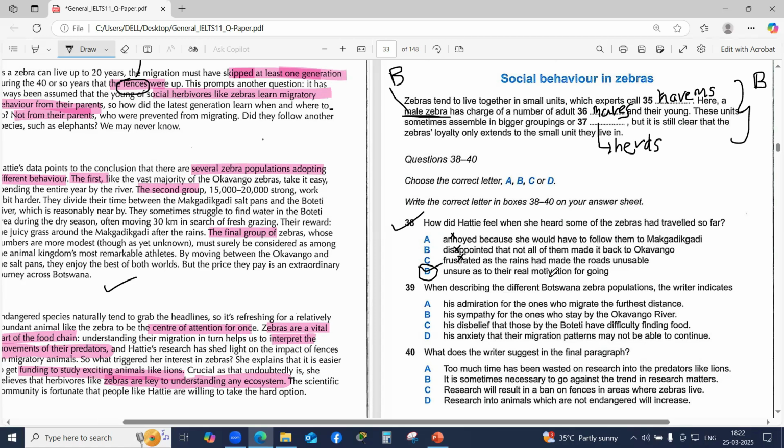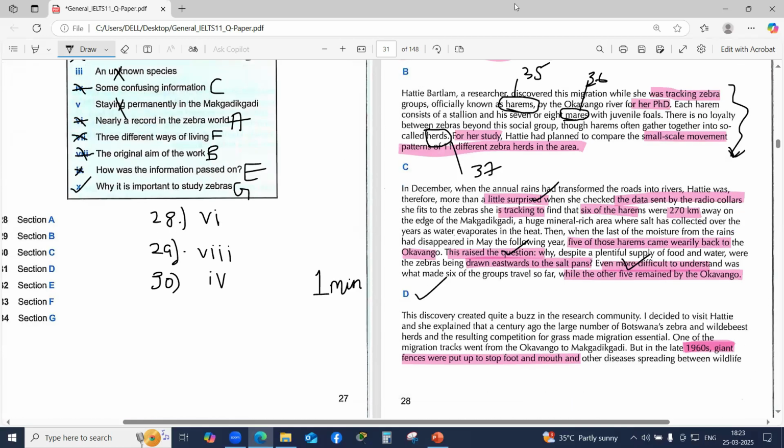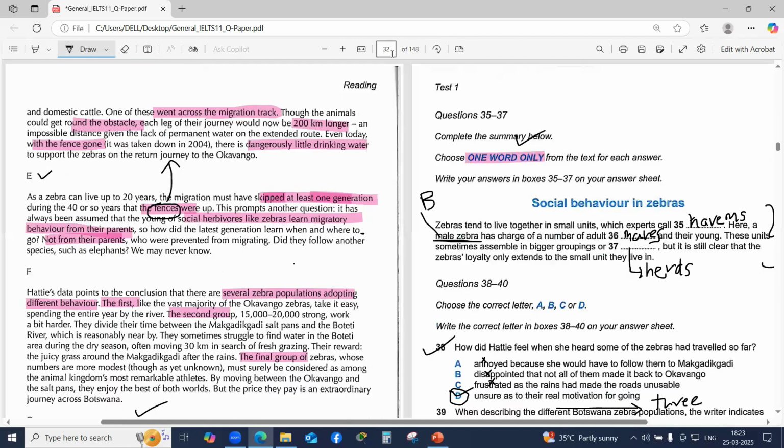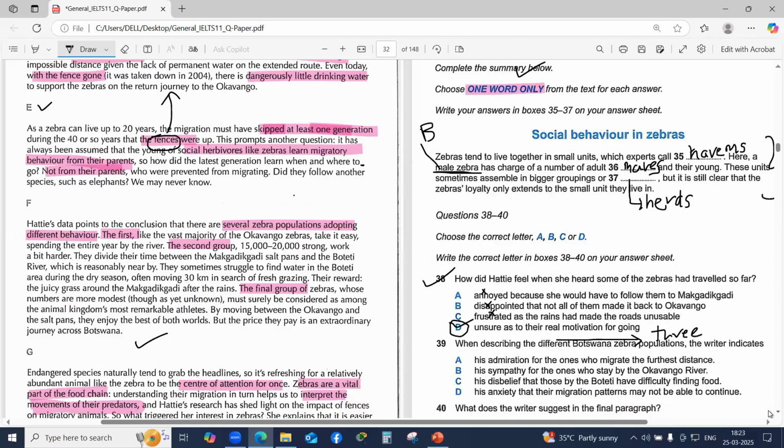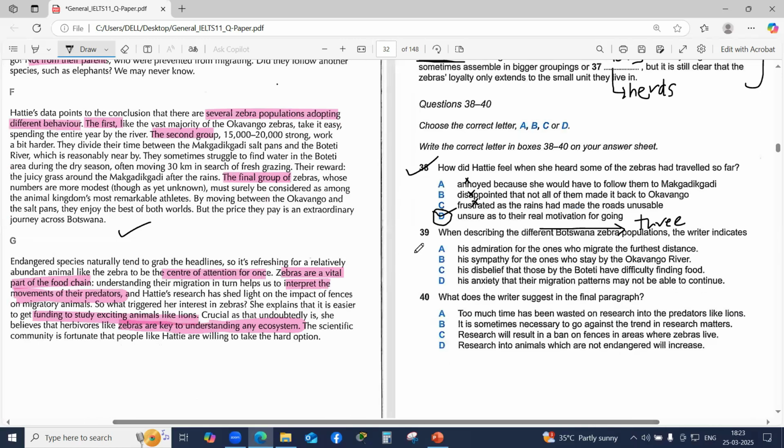When describing the different zebra populations, the writer indicates different zebra populations was the 3 different ways of living. It was that paragraph, right? So when describing, what is she indicating? According to the paragraph, she was indicating that the first group spends the entire time by the river. Okay, it's not here. Just a minute. So what is she indicating? Yeah, it's here. F paragraph. So 39 goes to F.